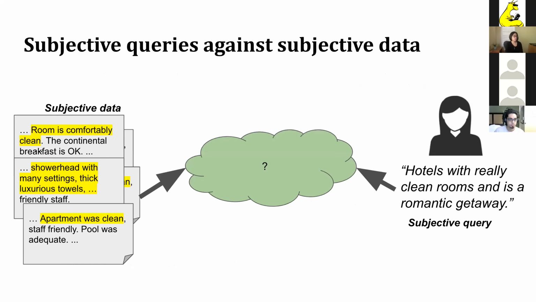So back to subjective databases, we have on one hand all these subjective data, reviews, and on the other hand, queries that are coming in, such as I want hotels with really clean rooms and is a romantic getaway, right? How do we bring the two together so that we can answer the user's queries over this subjective data on the left?